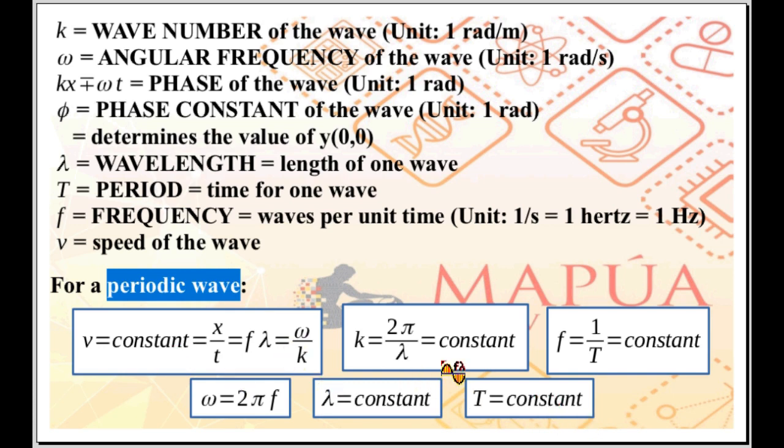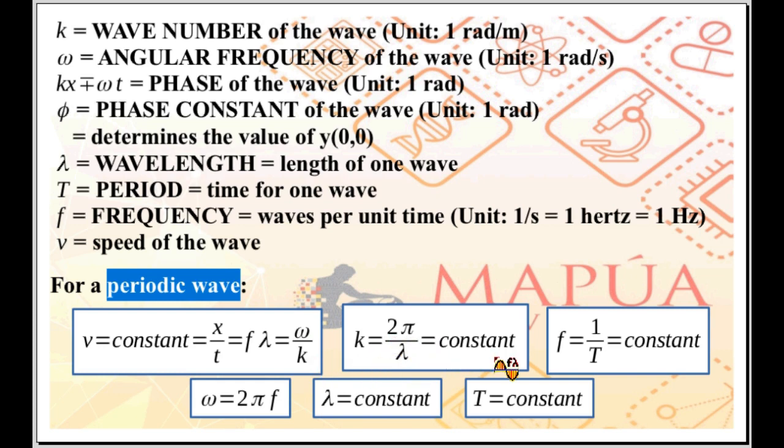All of the other quantities are also constant. The speed of the wave is constant. As such, you have uniform motion. V is just equal to x over t. V is also equal to frequency of the wave times wavelength, and it's also equal to angular frequency divided by the wave number, omega over k. And k is equal to 2 pi over lambda.